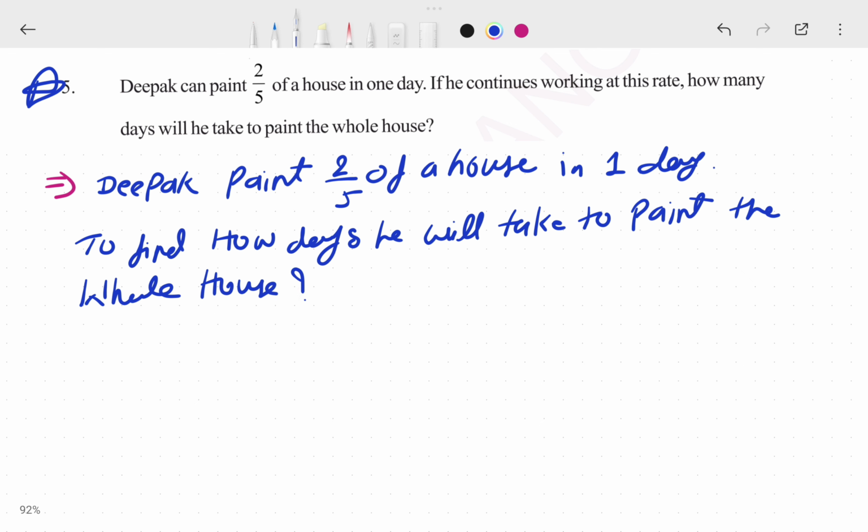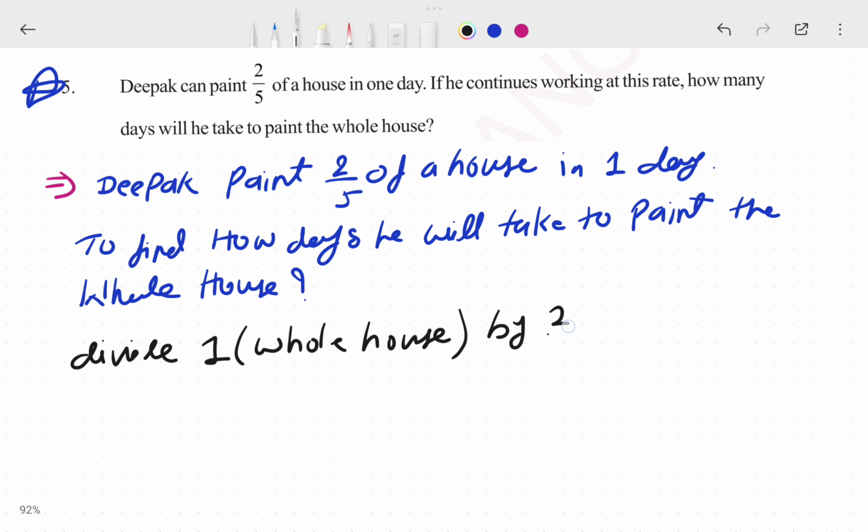So what we can do here, we have to divide. What we have to divide: one, you can say whole house. One means whole house only, one means whole house, divided by 2 by 5. Let me explain this question.